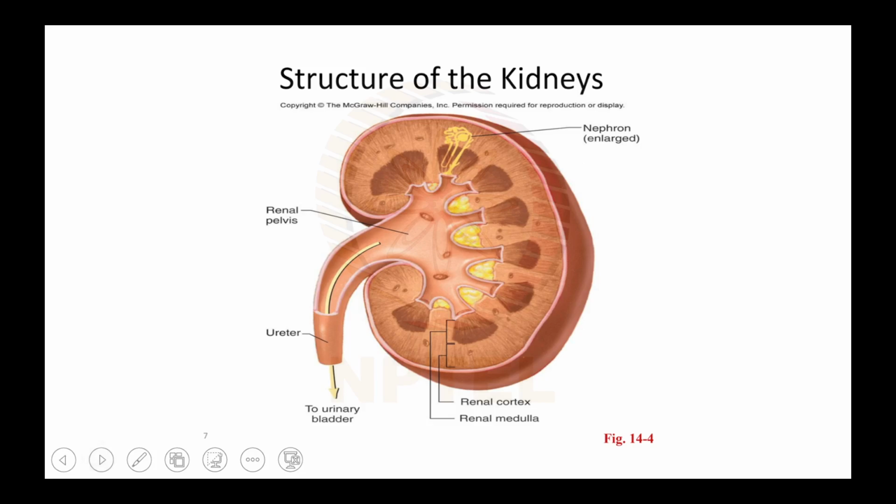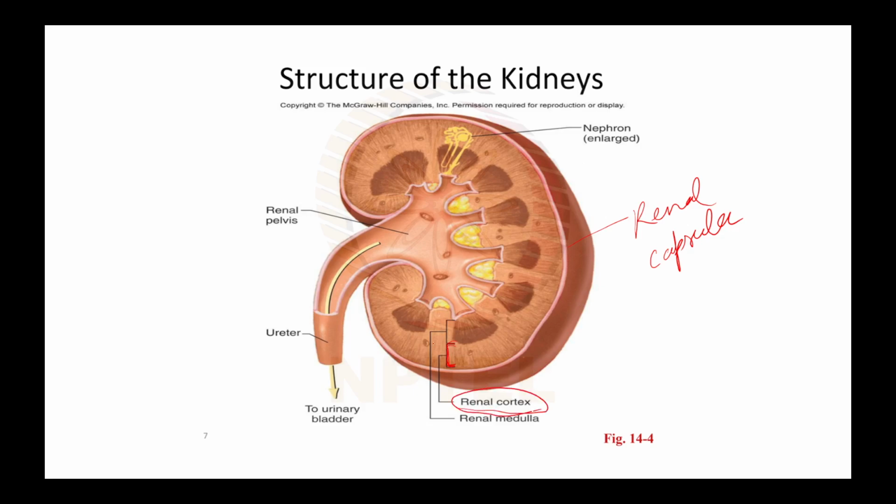Yeah, so this is the structure of a kidney. We have the bean-shaped kidney, and if you take a section of the kidney, you'll see a structure like this. It is covered with a thin layer of connective tissue called the renal capsule. Inside this, you will see the renal cortex portion.